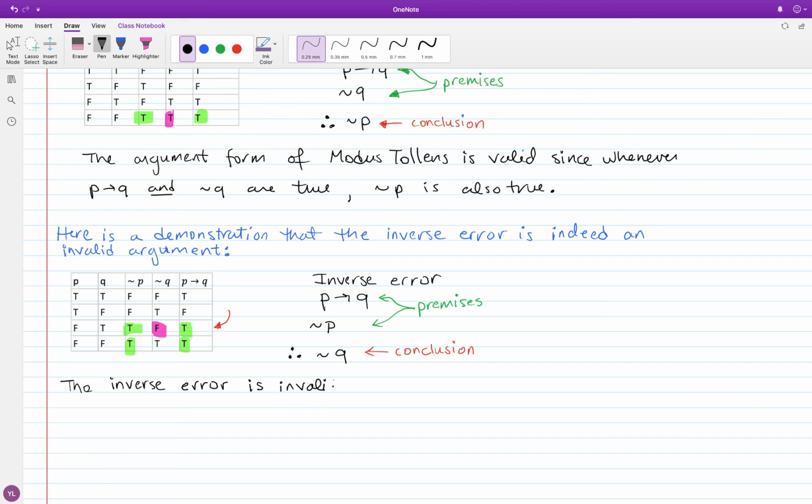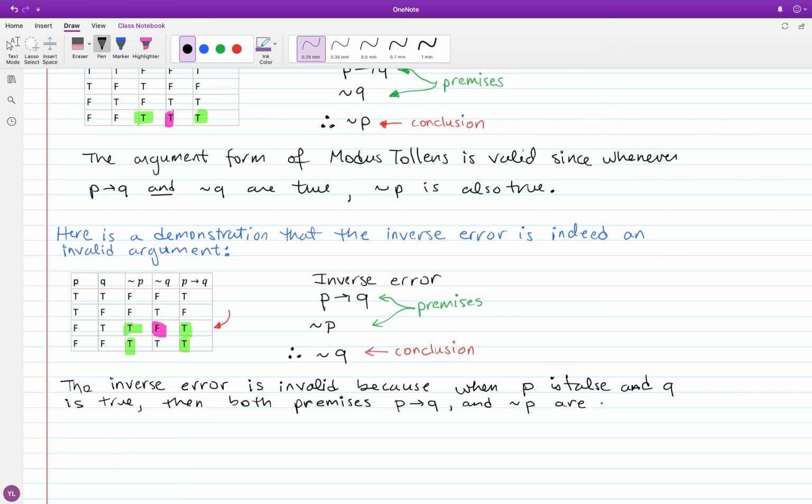So I draw the conclusion that the inverse error argument is invalid, because if you look at the situation where P is a false predicate and Q is true, then both of the premises end up being true. P implies Q and not P are both true, but the conclusion is false. So this is how you use an example from a truth table to show that an argument form is invalid.